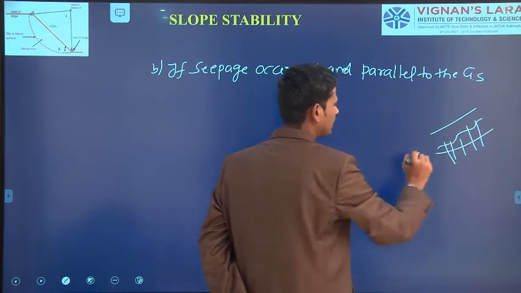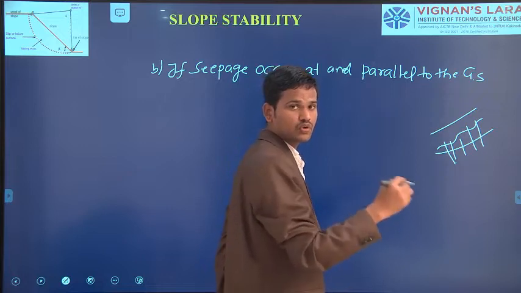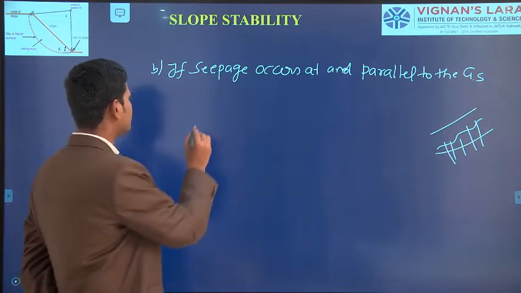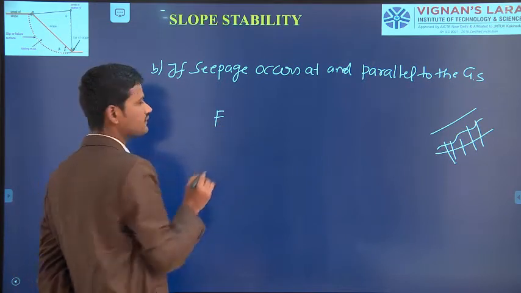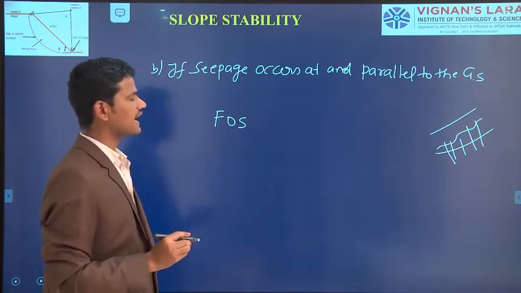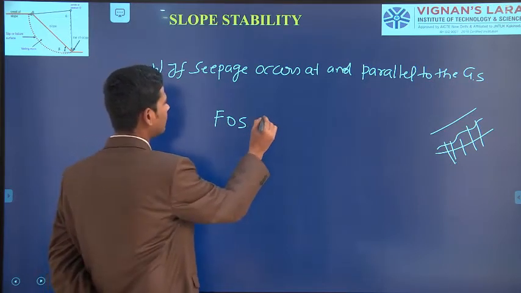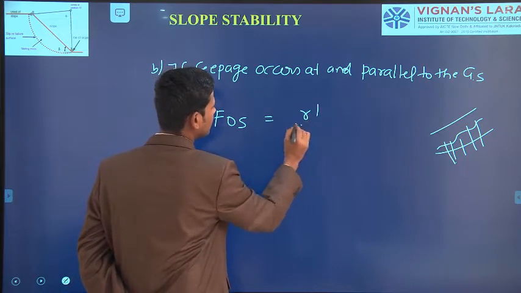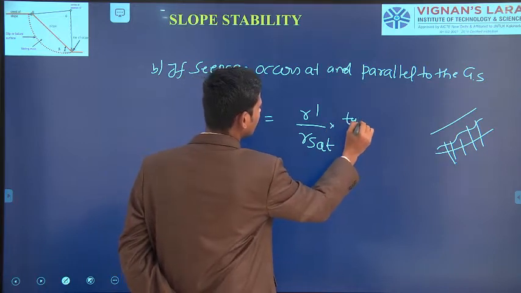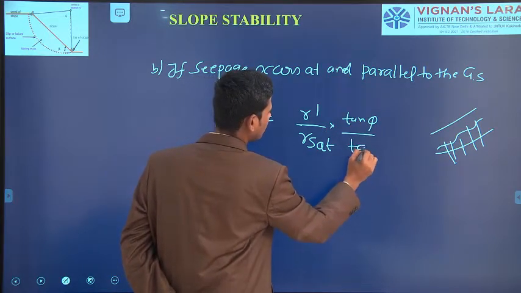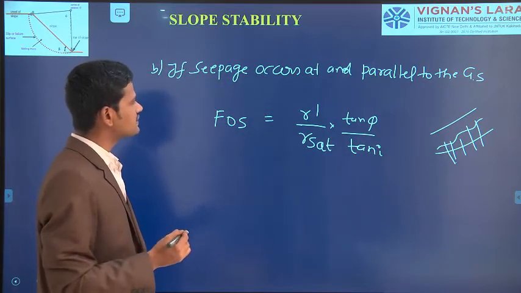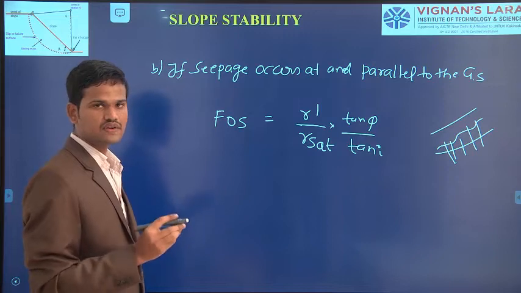That means water is entering into the ground surface, and we have to calculate the factor of safety. For this condition also, we calculate the factor of safety. When seepage occurs at and parallel to the ground surface, the factor of safety is gamma prime divided by gamma sat into tan phi divided by tan I. This is the factor of safety when seepage occurs at and parallel to the ground surface.